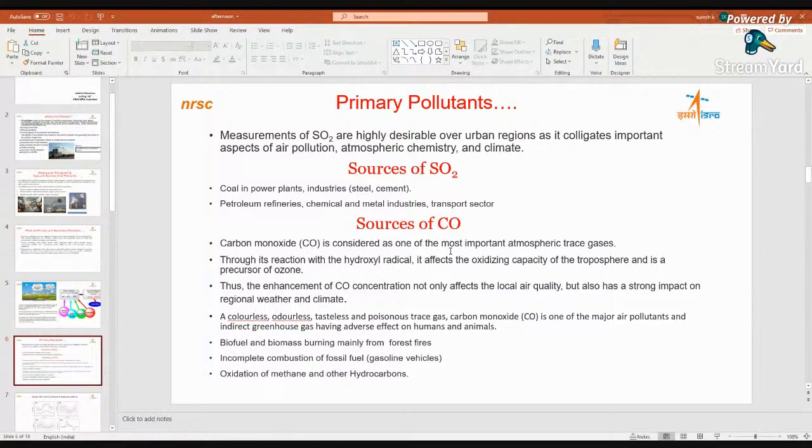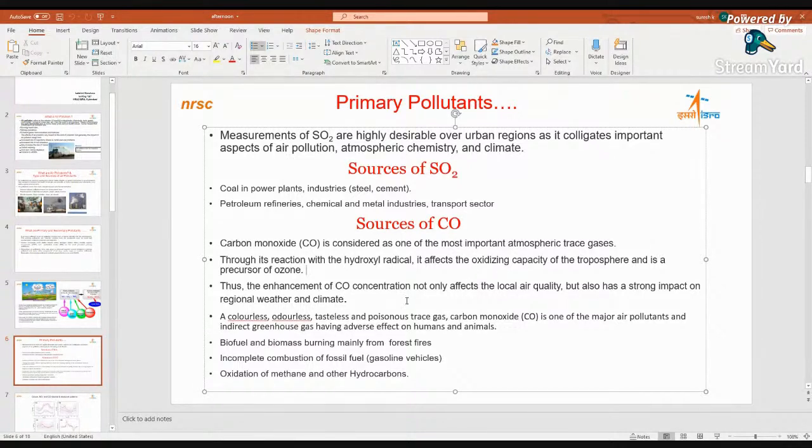Also, you can take CO as an atmospheric trace gas. A trace gas is present in very minute quantity, but it has a large impact on climate change. So you can call CO an important atmospheric trace gas. Through its reaction with the hydroxyl radical, that is OH, it affects the oxidizing capacity of the troposphere and is a precursor of ozone. So all these aid in the formation of ozone. The troposphere extends from the ground up to around 12 to 15 kilometers.